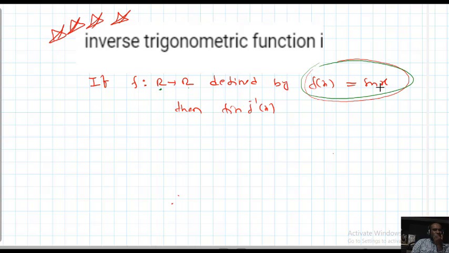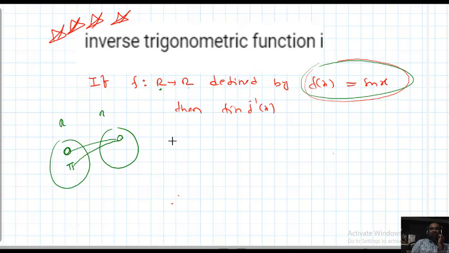Now I want to check. Take any R to R. Take 0. Sin 0 is what? 0 only. 0 is paired with 0. Take pi. What is sin pi? 0 only. These two are different, but the image is the same. So it is not one-one. Not one-one means the inverse won't exist. We can't find its inverse. Understood? So from R to R, it is not one-one. Actually we want to find the inverse, so what should we do? We want to modify the function.